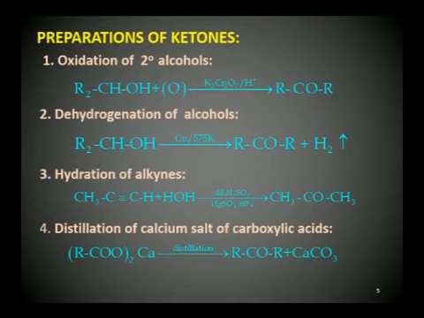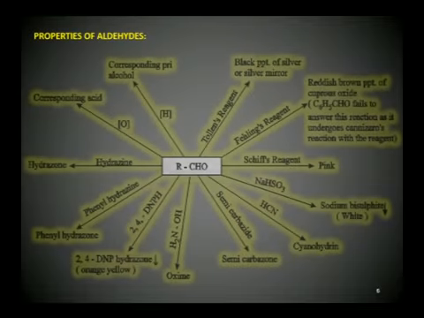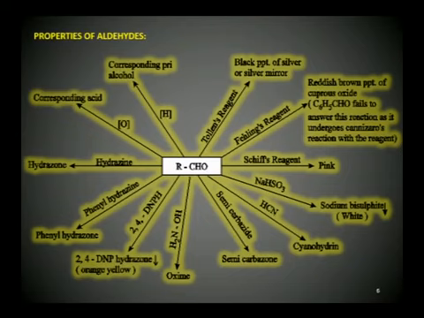Now, let us see the properties of aldehydes. You can see the properties of aldehydes on the screen here. Let us go clockwise. In the middle you have aldehyde, RCHO represents aldehyde, and each and every arrow mark represents one reaction with a clear explanation of the reactants followed by the products.